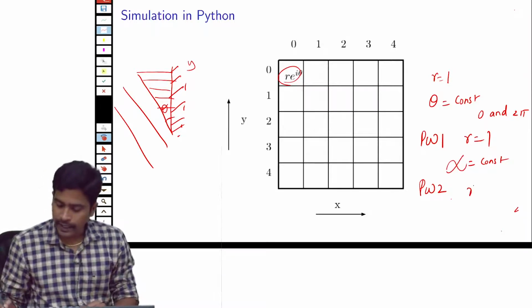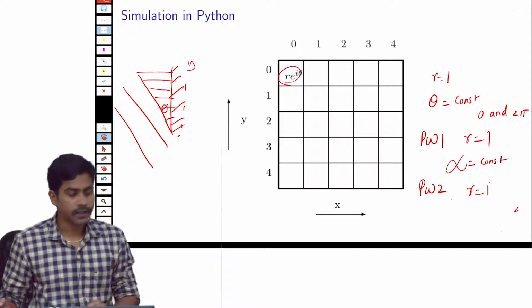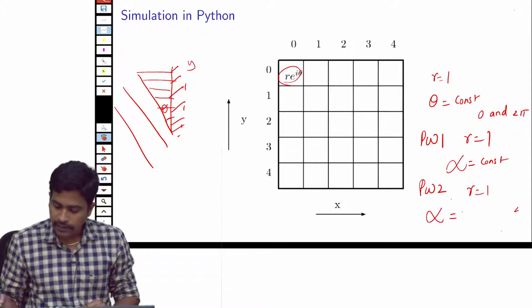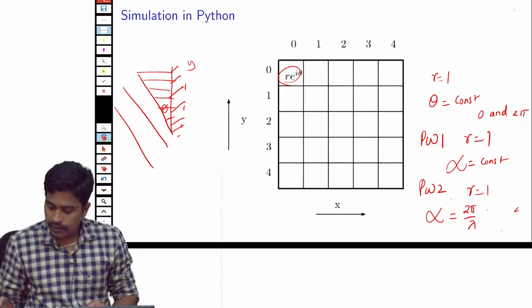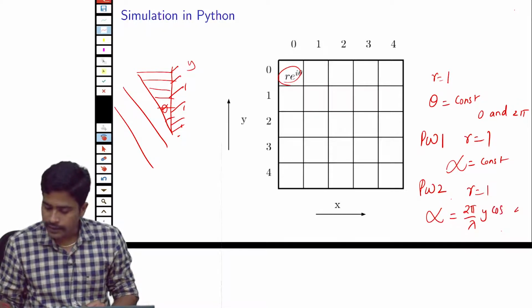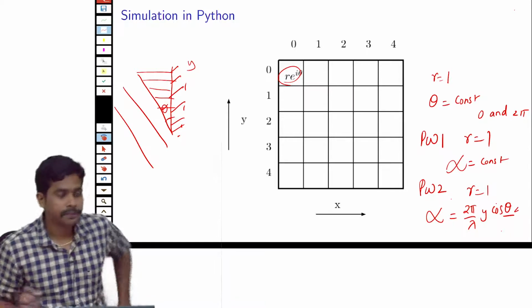So, for plane wave 2, again r equals 1 because it is a plane wave of constant amplitude, and alpha is given by 2 pi by lambda into y into cos theta. Theta is the angle between the plane waves.